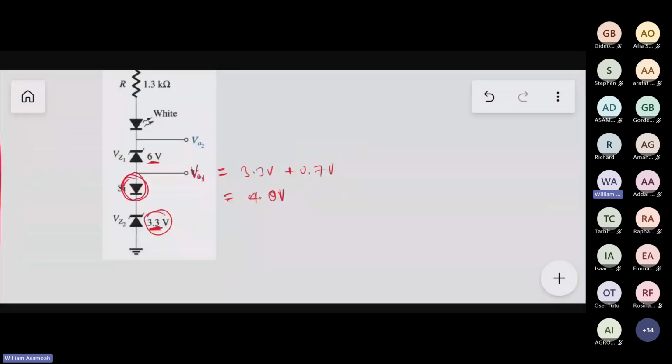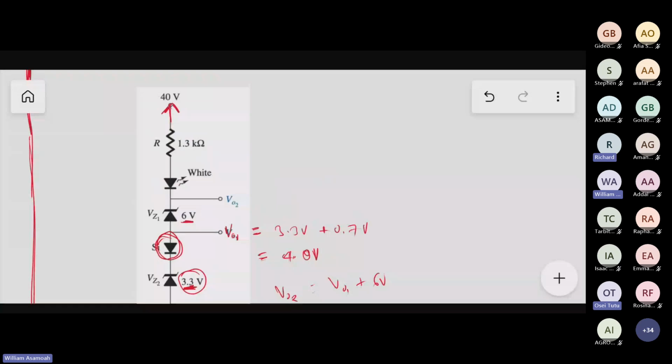Then VO2 will be what? VO1 plus what? 6 volts. And that will be equal to what? 10. Please, do we understand? Yes, sir. Great.